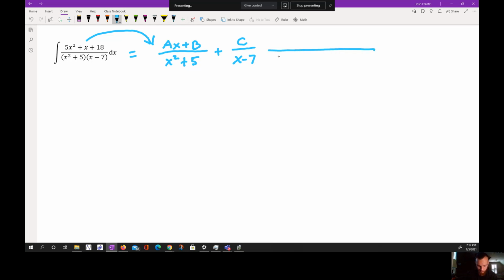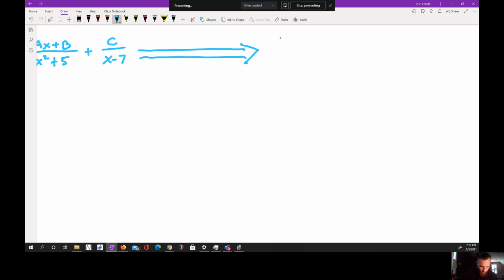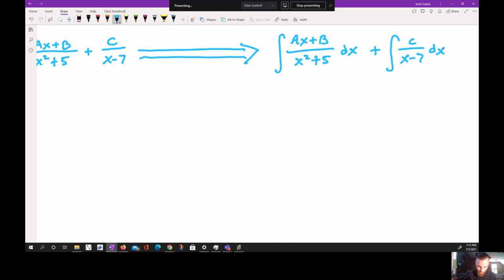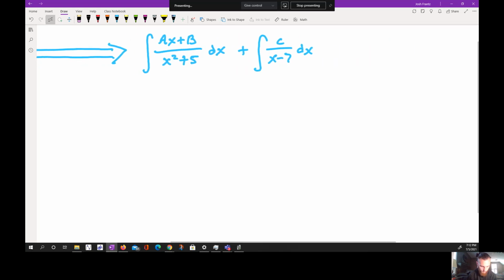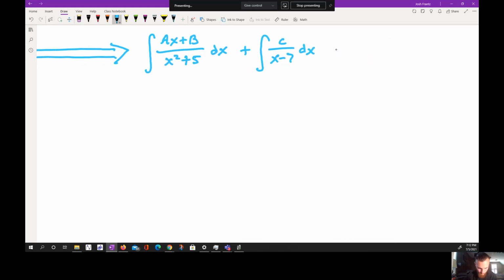So now what I would do, if this was a test, is go ahead and evaluate these integrals. So we have the integral of ax plus b over x squared plus 5 dx. That's going to be plus our second integral, which will be c over x minus 7 dx. And then to evaluate these, I'm going to go ahead and split that first integral into two integrals. So we'll have 3 total.